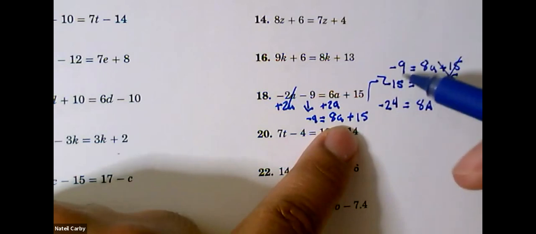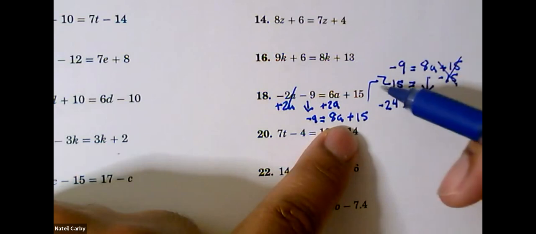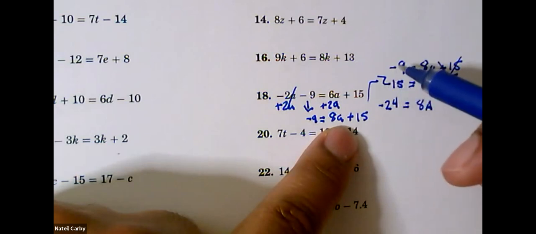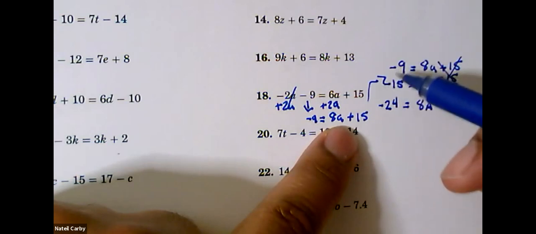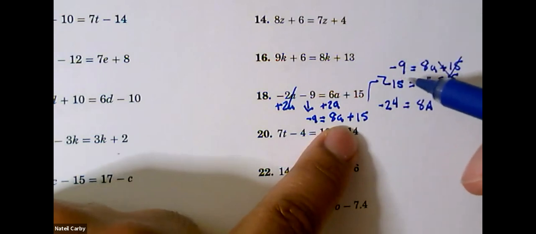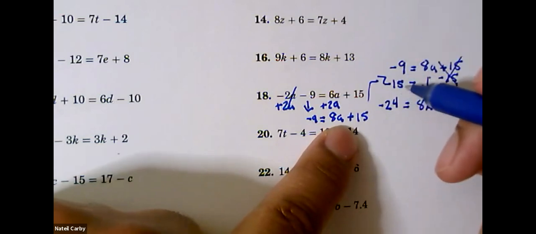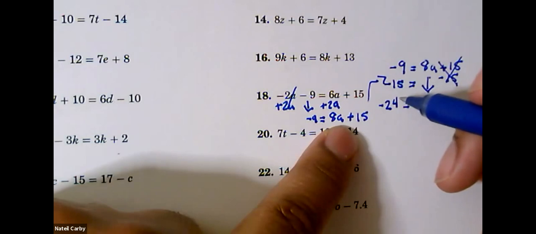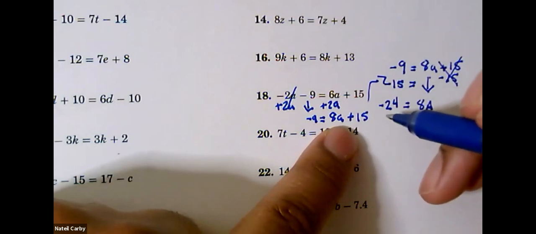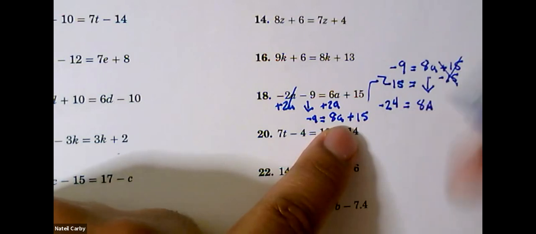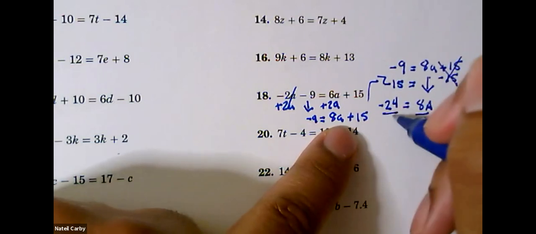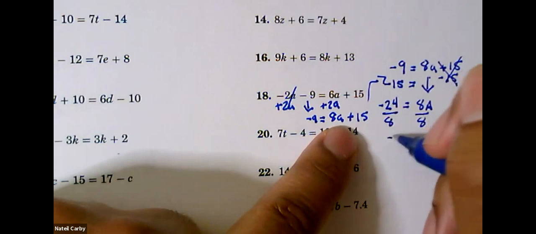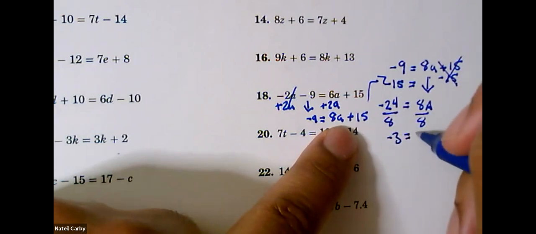When you're subtracting, you add the additive inverse, or you add the opposite, right? So we add the opposite here. So then we get negative 24 divided by 8, negative 3 is equal to A.